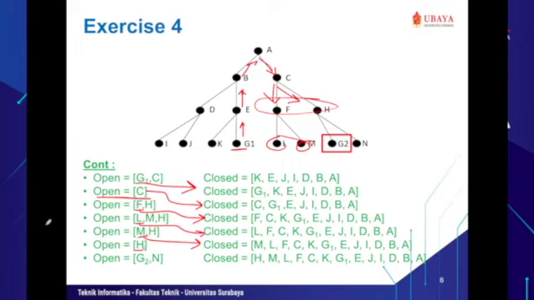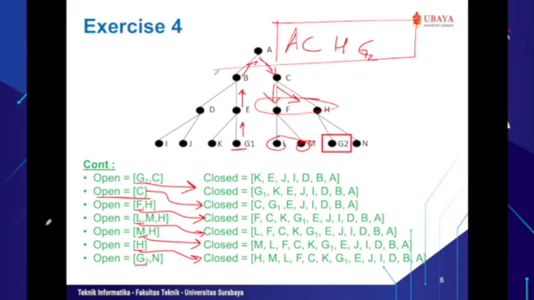So from here, once we move this node H from our open list to the closed list, then we will get the goal node, which is G2, inside our open list. So in this case, we know that the path from the root node, which is A, to G2 will be A, C, H, and G2. This will be the solution that we have.